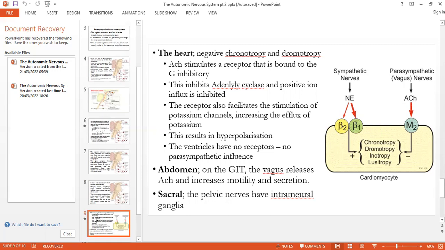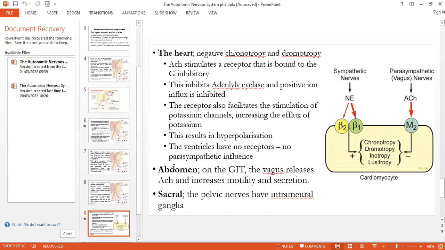So that's just a diagram trying to show the different types of the sympathetic nerves and this parasympathetic nerve. There's the vagus nerve there. So beta, beta 1, beta 2, then M2. There's chronotropy, dromotropy, inotropy, and lusitropy. This is a cardiac myocyte, meaning a cardiac muscle cell.